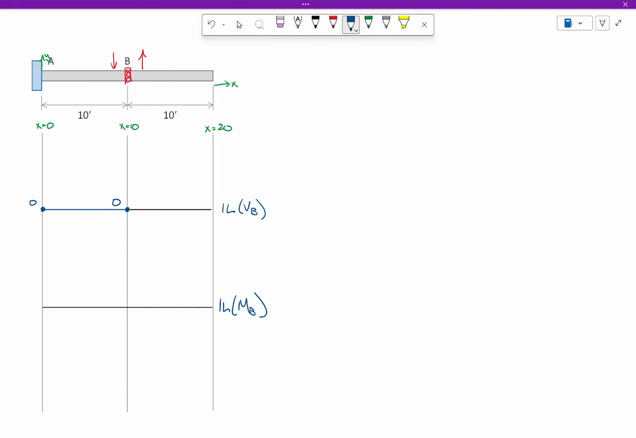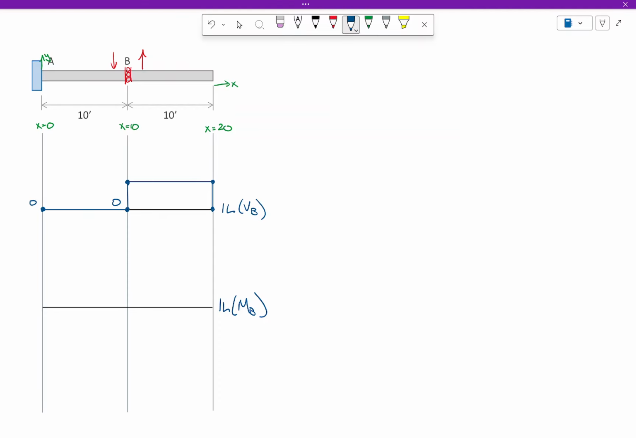Would it be fair to say that this point on the diving board is not going to experience any stress, any strain, until I get over here? Would that be a fair statement? So I propose that the influence line for shear at B looks like that.